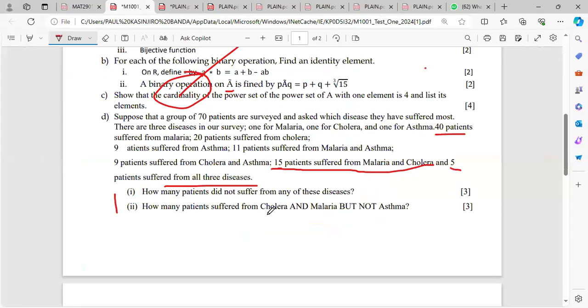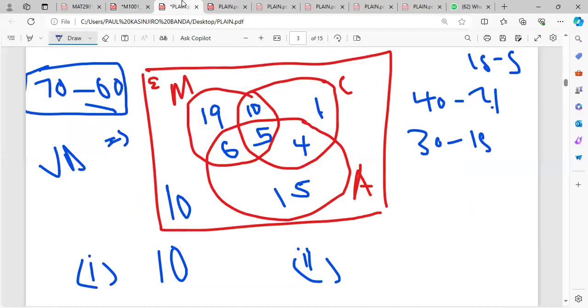They're saying how many people suffered from cholera and malaria, but not asthma. Okay. So cholera and malaria, but not asthma. It means we're getting all these people here. You can see these people, right?